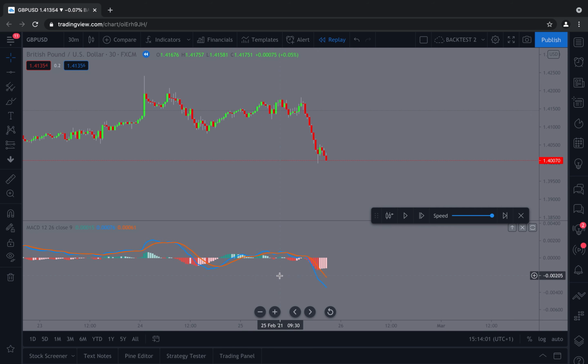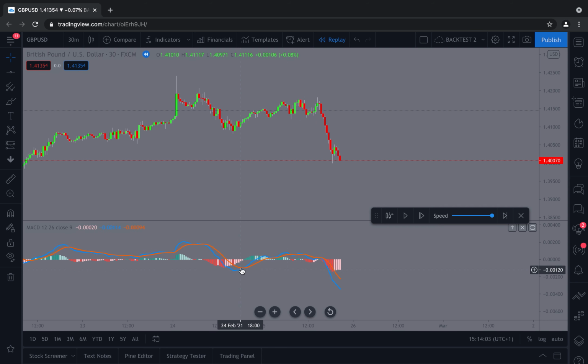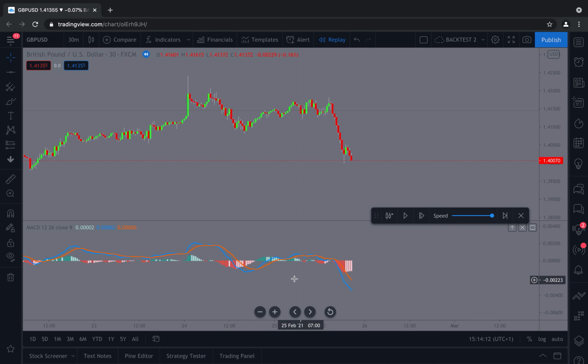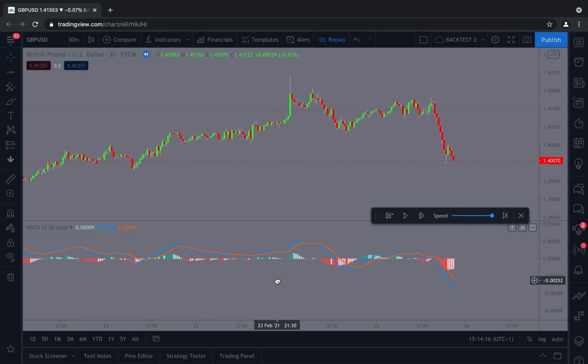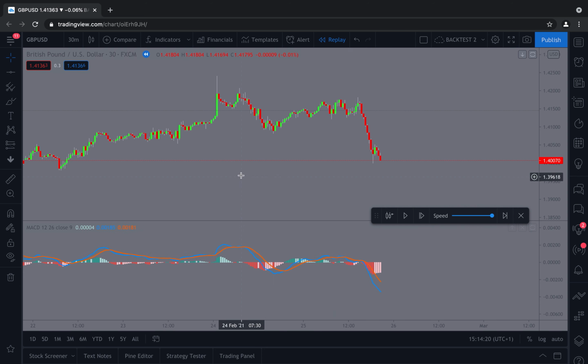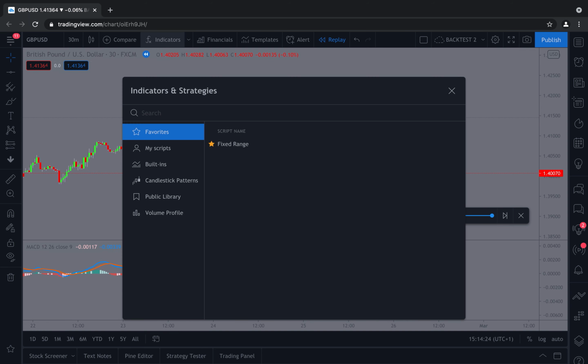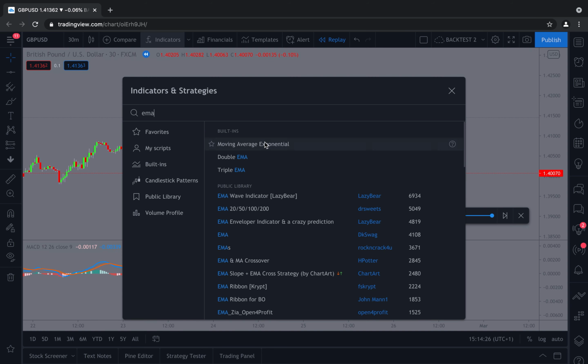What we're looking for with the MACD is these crosses. We're looking for the blue line to cross the orange signal line, and that's when we're looking to get involved. But the thing about this is you can't just take every cross, because as you can see here, there are many and they don't all work out. So what we need is a filter. For this we bring in our good friend, the exponential moving average.